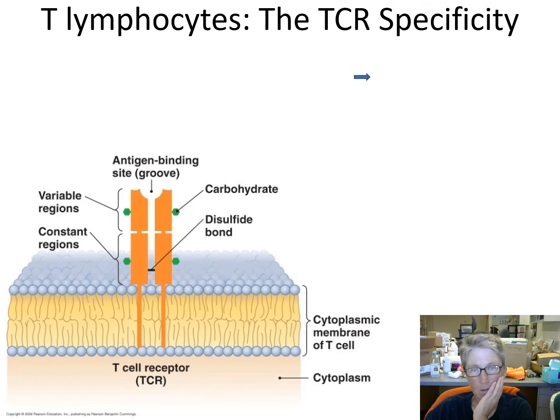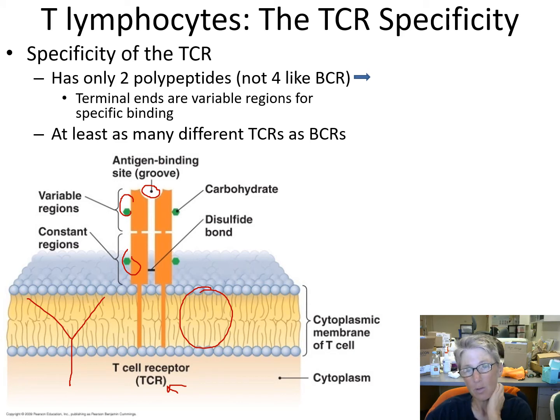The T cell receptor specificity. So here's a T cell receptor. It doesn't look like a B cell receptor. Remember, the B cell receptor was a Y. This is a T cell receptor. And so it's in the phospholipid bilayer, or the cytoplasmic membrane of a T cell. It's got variable regions, and it's got constant regions, and it's got an antigen binding groove like a B cell, but it's not in the shape of a Y like a B cell receptor.